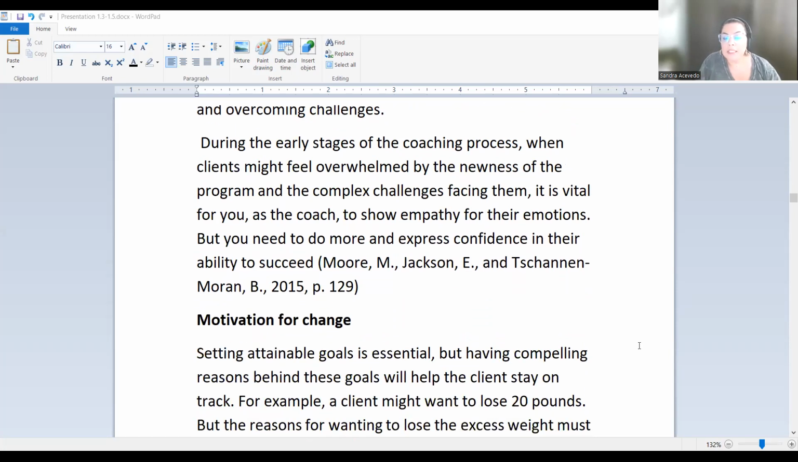During the early stages of the coaching process, when clients might feel overwhelmed by the newness of the program and the complex challenges facing them, it is vital for you as a coach to show empathy for their emotions. But you need to do more and express confidence in their ability to succeed.